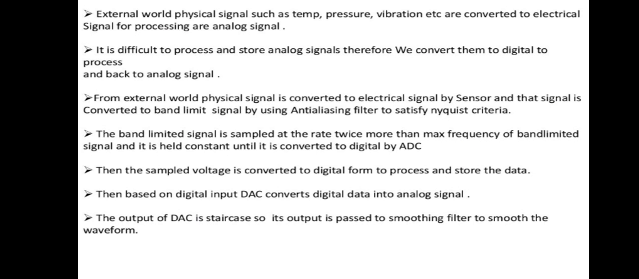Then, based on the digital input, the DAC converts digital data into an analog signal. The output of the DAC is a staircase, so its output is passed to a smoothing filter to smooth the waveform.